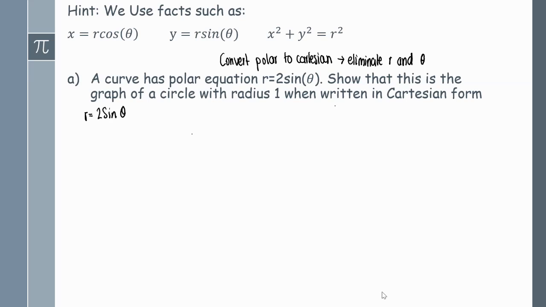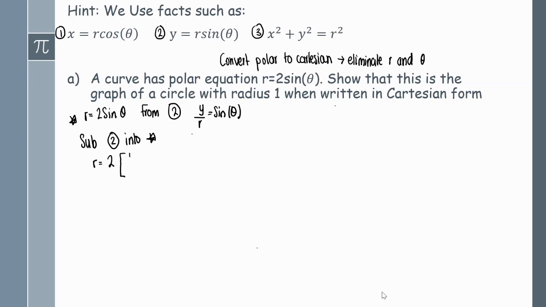We use the three formulas that we have above. So notice from equation 2 up the top, I know that y equals r sine theta. I want to eliminate this sine theta part of my equation, r equals 2 sine theta. So where I see a sine theta, I'm going to sub in y over r. I will get r equals 2, sine theta becomes y over r. Notice I've got rid of that theta, that's good.